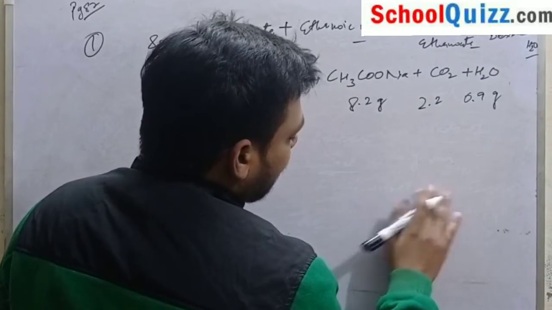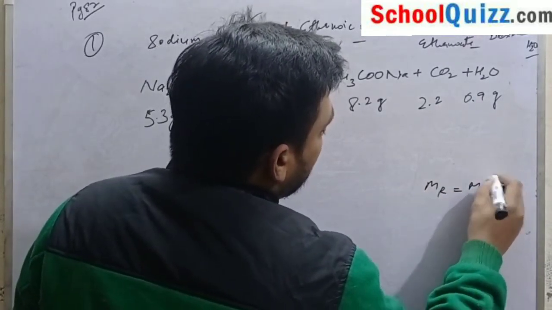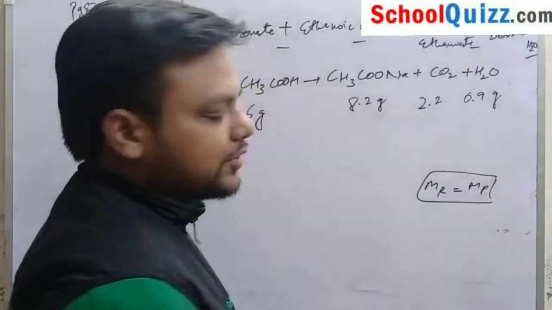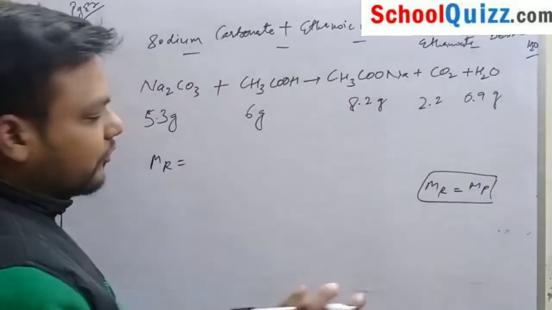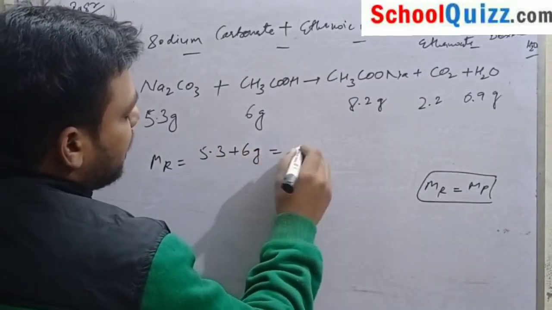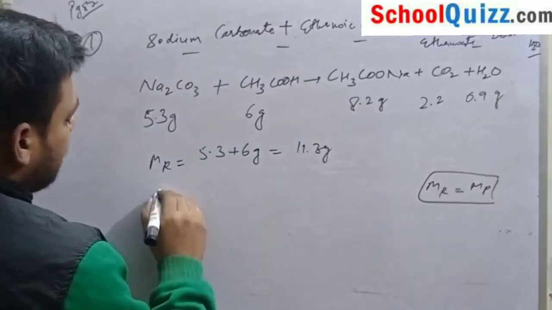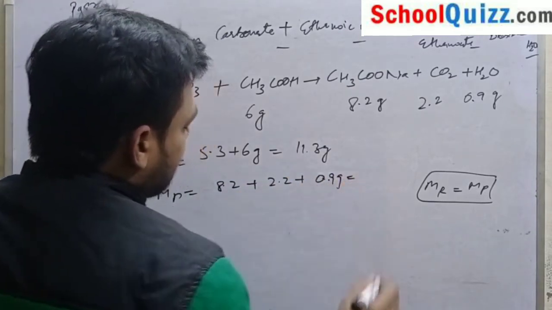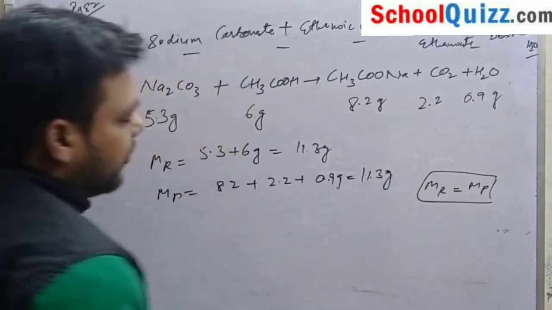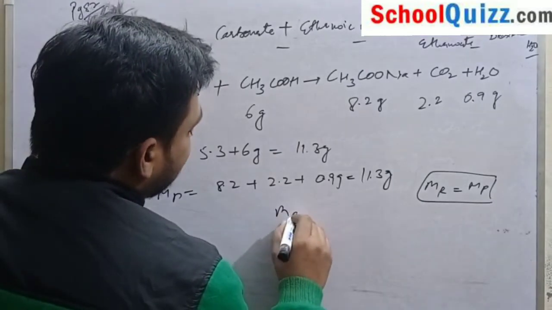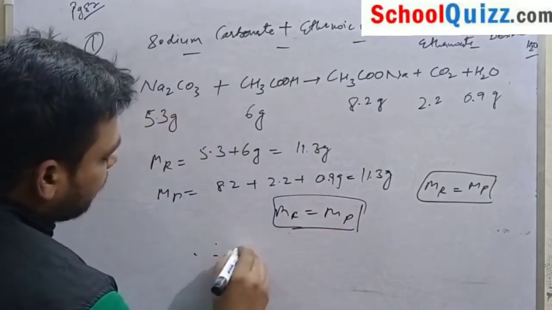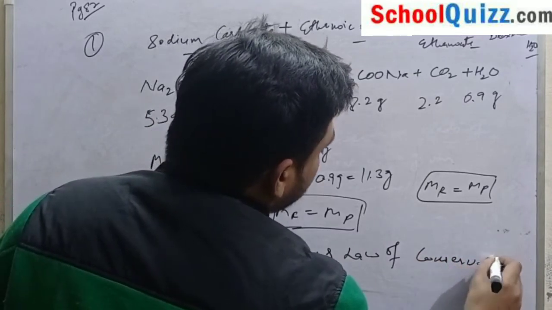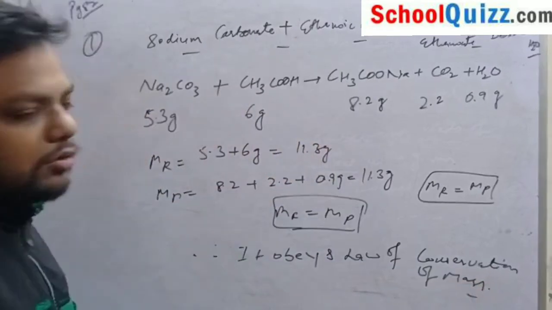What is it according to the law of conservation of mass? The mass of reactants is equal to the mass of products. If the mass comes out the same on both the left hand side and right hand side, then we can say that it obeys the law of conservation of mass. First, we calculate the mass of reactants: 5.3 plus 6 gram equals 11.3 gram. Next is the mass of products: 8.2 gram plus 2.2 gram plus 0.9 gram, which is 11.3 gram. So you see that the mass of reactants equals the mass of products. Therefore it obeys the law of conservation of mass.